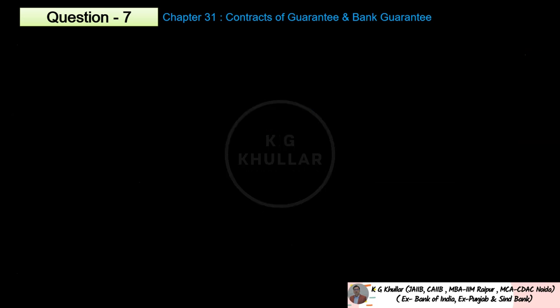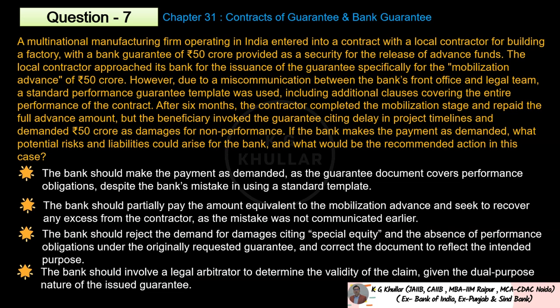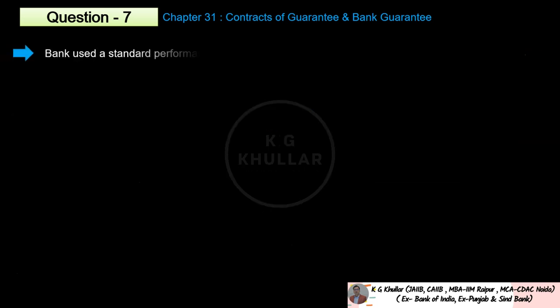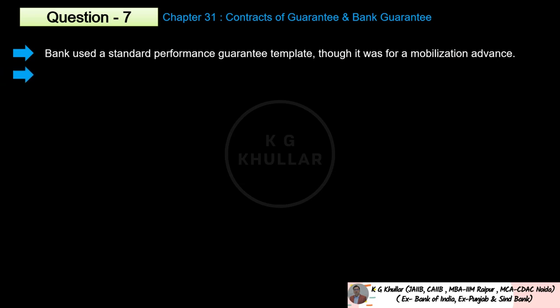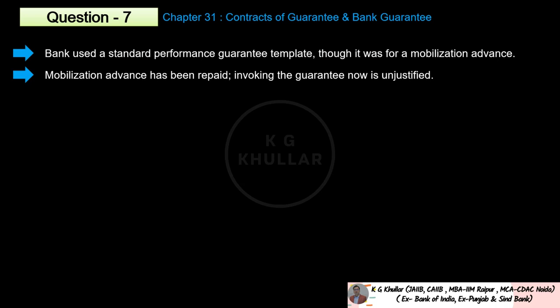Now, as given in the question, the bank's error in using a standard performance guarantee template does not justify the beneficiary's demand for payment based on performance-related damages when the guarantee was specifically requested for the mobilization advance. Now, since the mobilization advance has already been paid, invoking the guarantee for damages creates a situation of special equity in favor of the contractor.